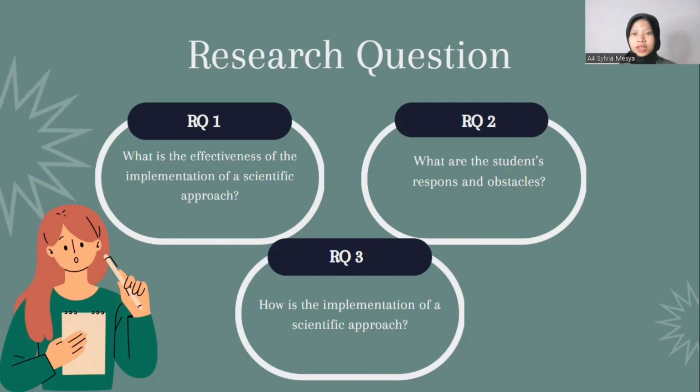Next, research question. This research question consists of 3 of them. Research question number 1, what is the effectiveness of implementation of a scientific approach through picture media to increase writing skill for student 10th grade senior high school? And then research question number 2, what are the student response and obstacle faced by senior high school student in grade 10 carrying out writing skill using a scientific approach to picture media? And then research question number 3, how is the implementation of scientific approach to picture media to increase writing skill?